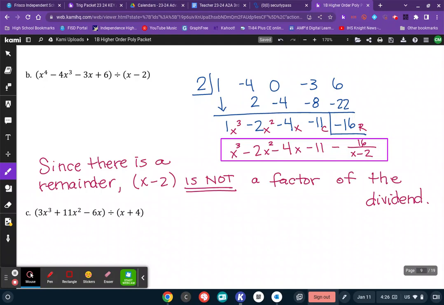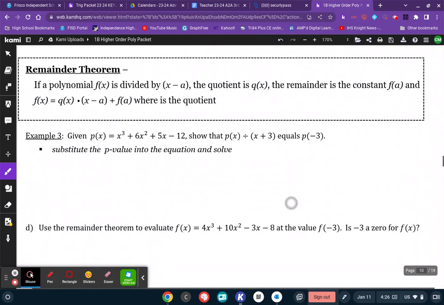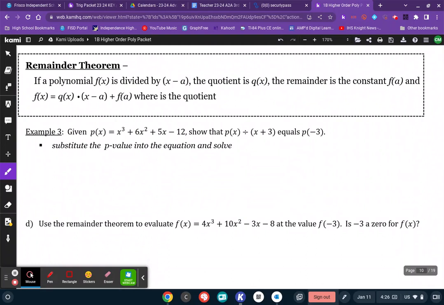Okay, let's go ahead forward to the next page and then discuss one more thing. This is called the remainder theorem. This says that I have found a factor if I evaluate the polynomial at the root, or at the zero, and it equals 0. If that happens, then I know I have a factor.